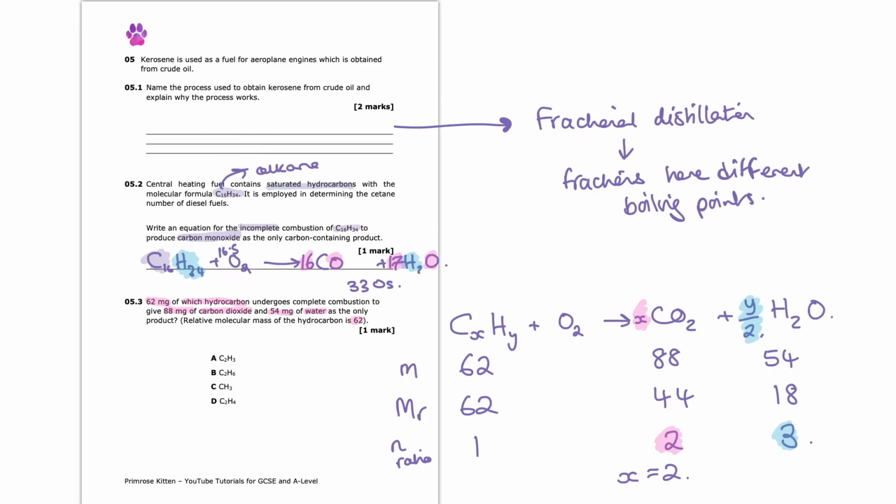So our X in this case, which is going to relate to this, is 2. Likewise, we can do the same thing here for the waters. We know that we've got 3 moles of water, which must mean that we have 6 moles of H, because there's 2 H's in every 1 water. So then we know that we have 2 carbons and we have 6 hydrogens. So our answer here is going to be B.